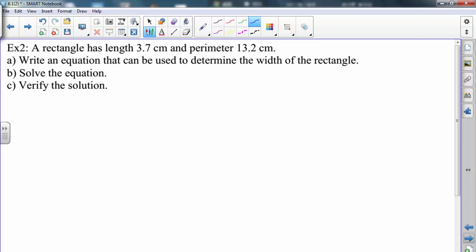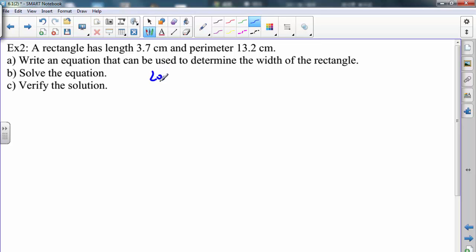Okay, the last one, which is example 2, it's a problem solving question as well. I hope that you guys can have a try to set up an equation and solve the equation. Use one of these two methods we introduced in this lesson. A rectangle has length 3.7 centimeters and the perimeter 13.2 centimeters. Write an equation that could be used to determine the width of the rectangle.